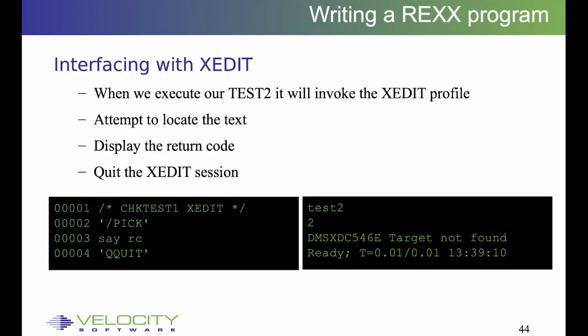So when we run the program, we get this result. And this is all stuff I just said. The return code value from line 3 is 2, and then we get this error message from xedit, target not found. Well, it couldn't find pick.